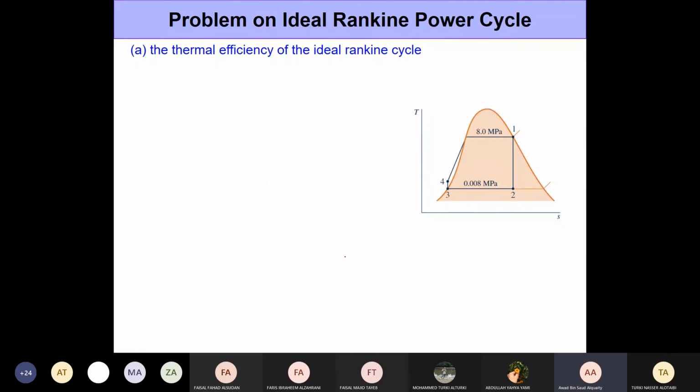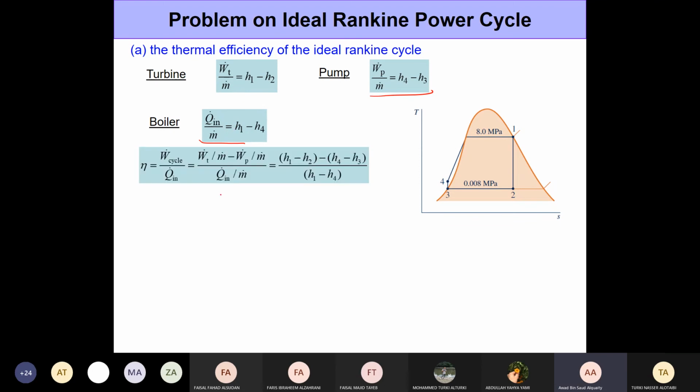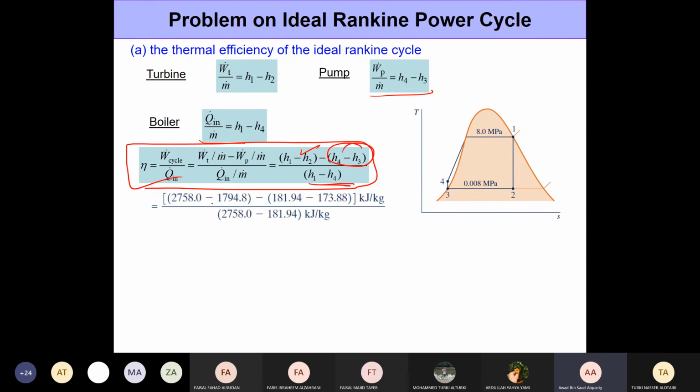Okay, so for the thermal efficiency, we need the work output of the turbine, the work input for the pump, which we have already calculated, and the heat input to the boiler. So these are all going to come from the enthalpies. And we have all the values now, H1, H2, H3, and H4. So it's a matter of just plugging into this equation right here. We have H1 and H2. The second part we calculated, H1 and H4. Again, we have the numbers. You can plug them in, and the efficiency comes out to be 37.1%.